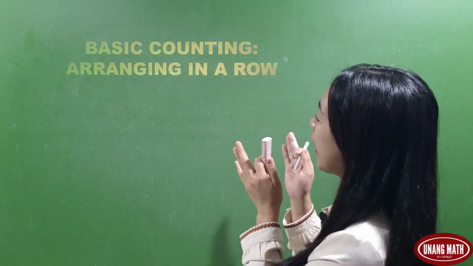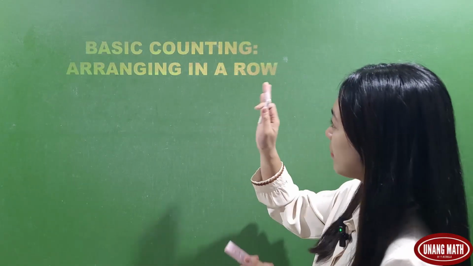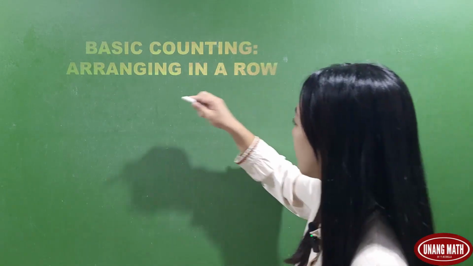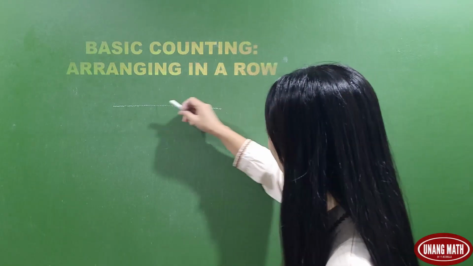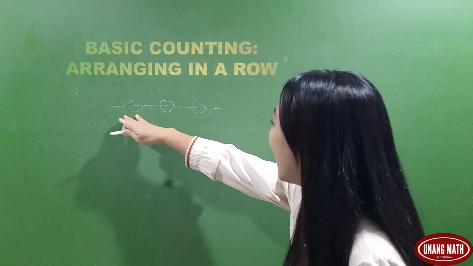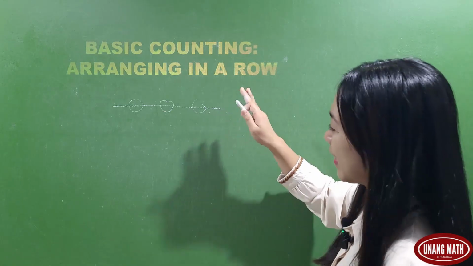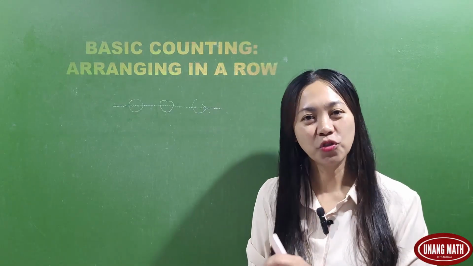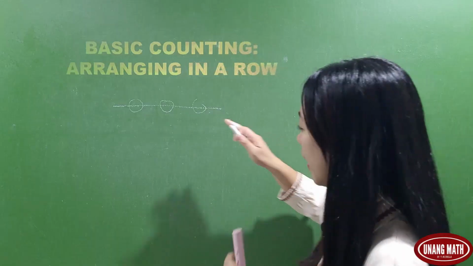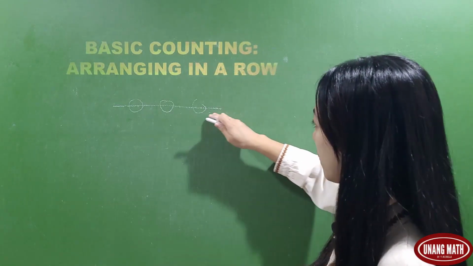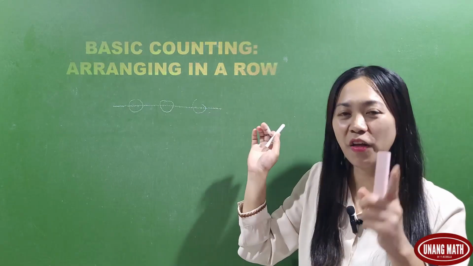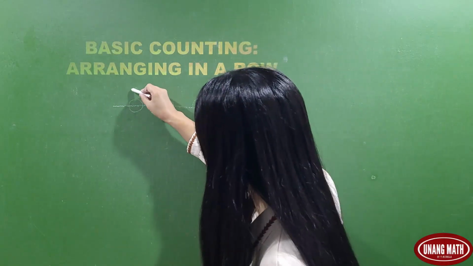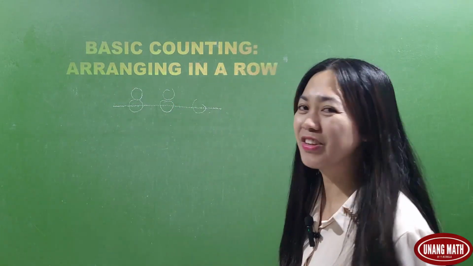In this episode, I will be discussing this lesson about basic counting with arranging in a row. Arranging in a row means we are going to arrange things or people in a line. We will find the number of possible ways when we arrange things or people in a line. There are two ways to do that. First, we arrange these things or people in one line. Another one is we arrange these people or things in one line, but with an adjacency condition.